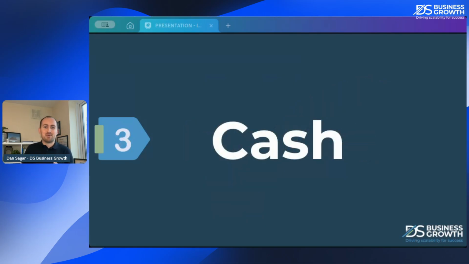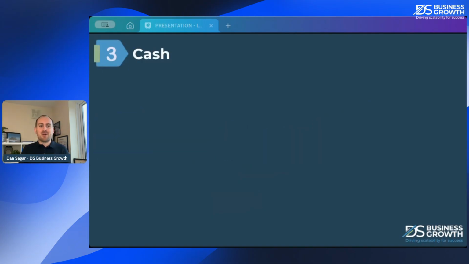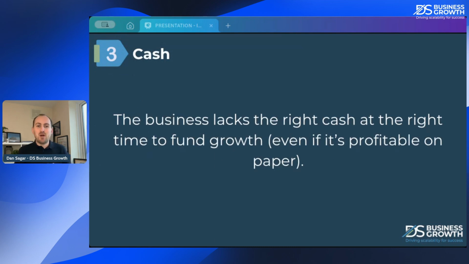which is constraint number 3, and this is a really, really common one. Okay, cash constraint. What do I mean by a cash constraint? Sounds obvious, but to give a definition here, this is where the business lacks the right cash at the right time to fund growth, even if it's profitable on paper. So this is really common, right?